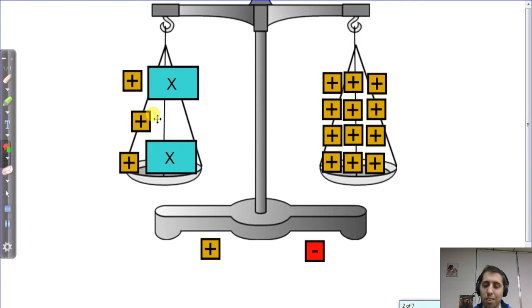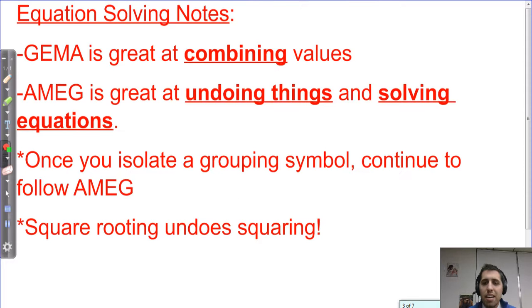Now, sure, you could say, Mr. Schwartz, just split it in half and you have x plus 1.5. Brilliant, you're right. But then you would have to subtract 1.5 from both sides, and most people don't like to deal with decimals or fractions until the end unless they have to, and we don't have to. So AMEG is going to tell us that it's usually easier just to undo addition and subtraction first, and she's right.